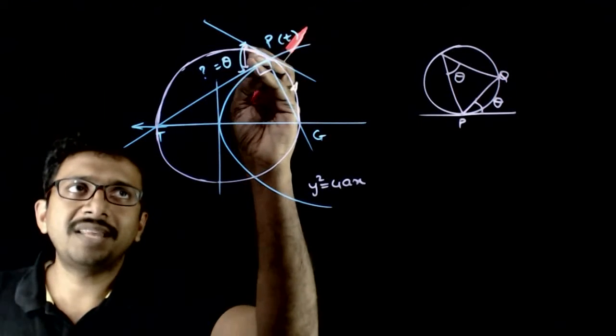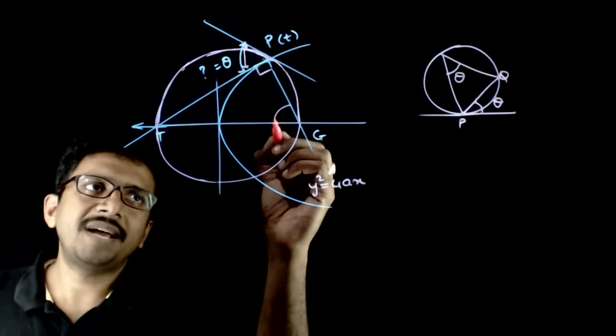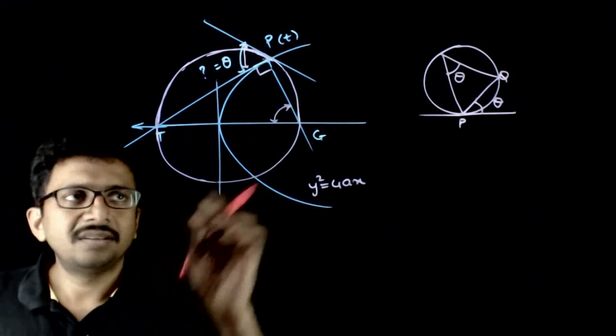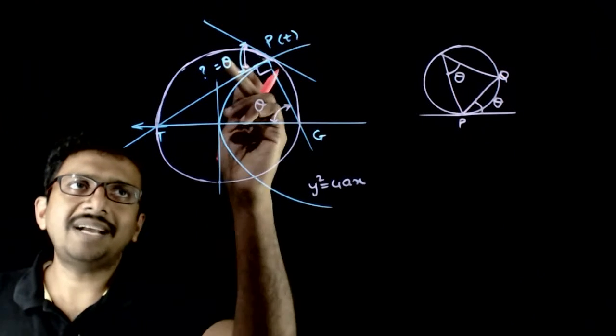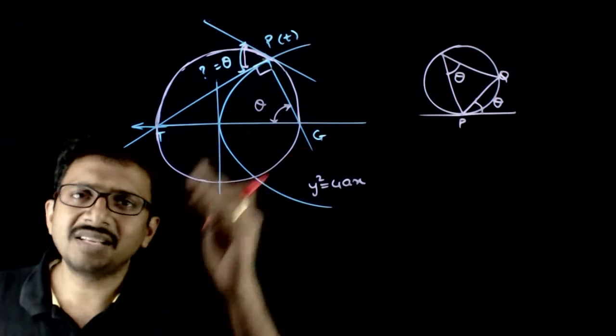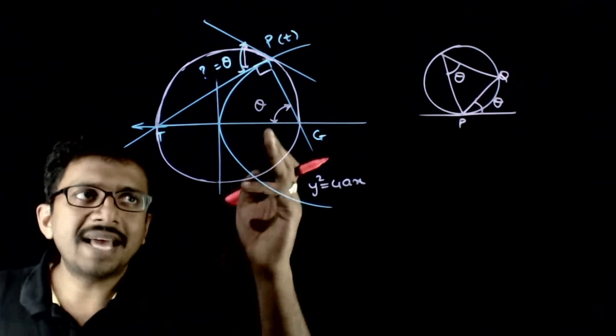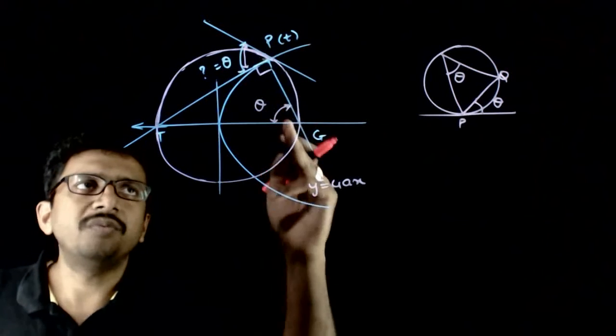Because you are asked to find the angle on this side of the chord, you have to go on to the other side. So if you can find this angle, it will be exactly the same as theta. So if that angle is theta, this angle is also equal to theta. But what is this angle? This angle is very easy to find. This angle can be found by having some idea about the slope of normal.